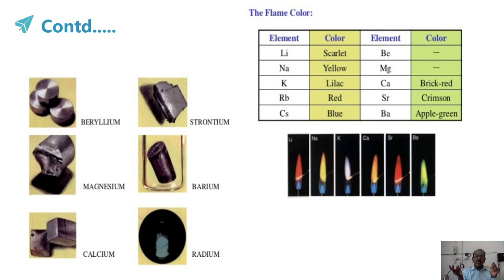The rest are the alkaline earth metals: calcium, strontium, and barium. If it is brick red, it is calcium. If it is crimson, it is strontium. If it is apple green, then it is barium. So these are the characteristics, a signature of that particular element.